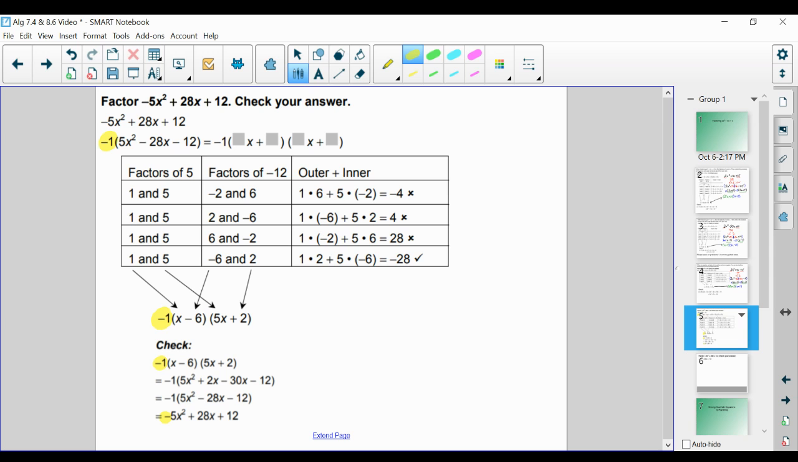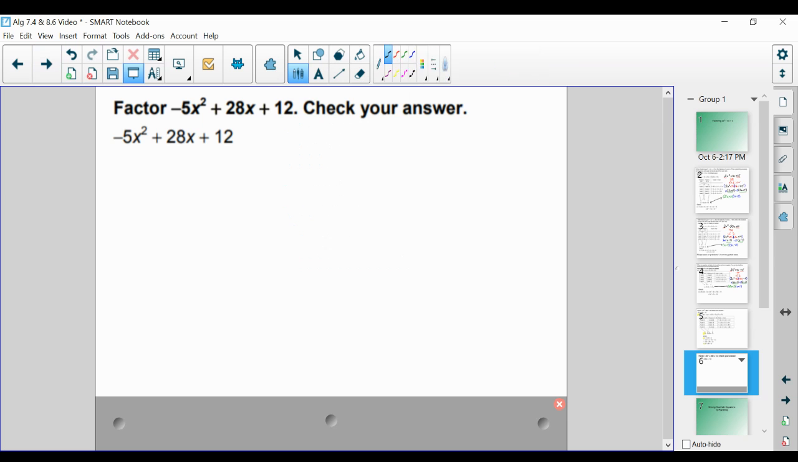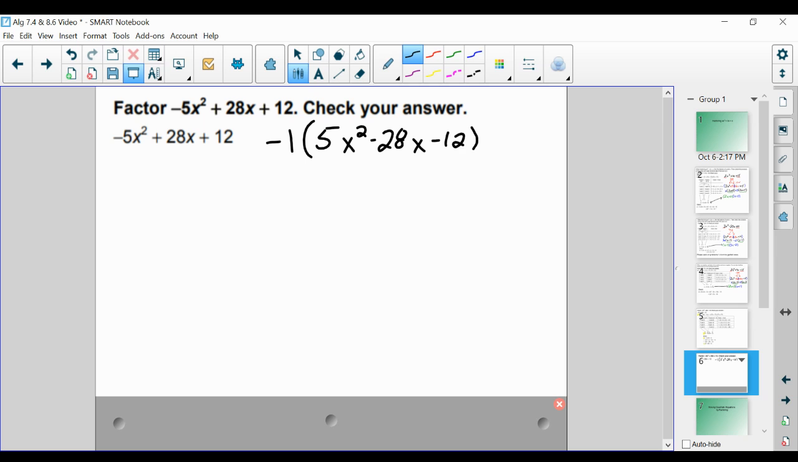If we were to do this using the grouping method, though, again, we like to keep our a value positive, so we're going to factor out -1, end up with -1 times 5x squared minus 28x minus 12. We need to multiply our a and c value. We get -60. So we need to think of factors of -60 that when added together gives us -28.